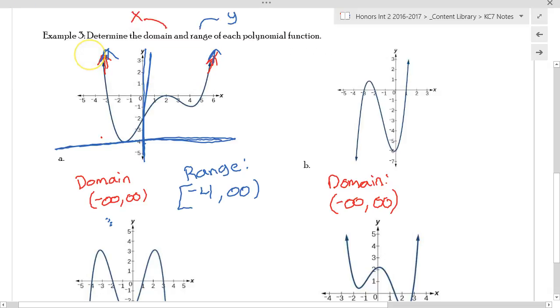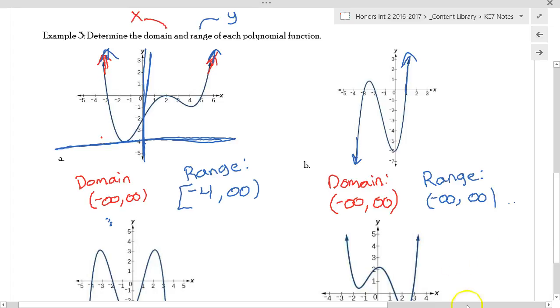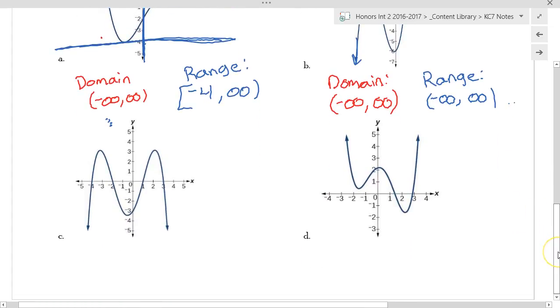For my range for this one, I want to think, okay, where do I start at the bottom? Well, I go all the way down. I keep going down. So technically I start at negative infinity. Okay? Then where do I stop? When do I stop going up? I don't. This goes up forever. So infinity. So if those arrows are pointing in different directions, your range is negative infinity to infinity. And again, with infinity signs, you always have the parentheses. The numbers have what we call brackets. They're square brackets.